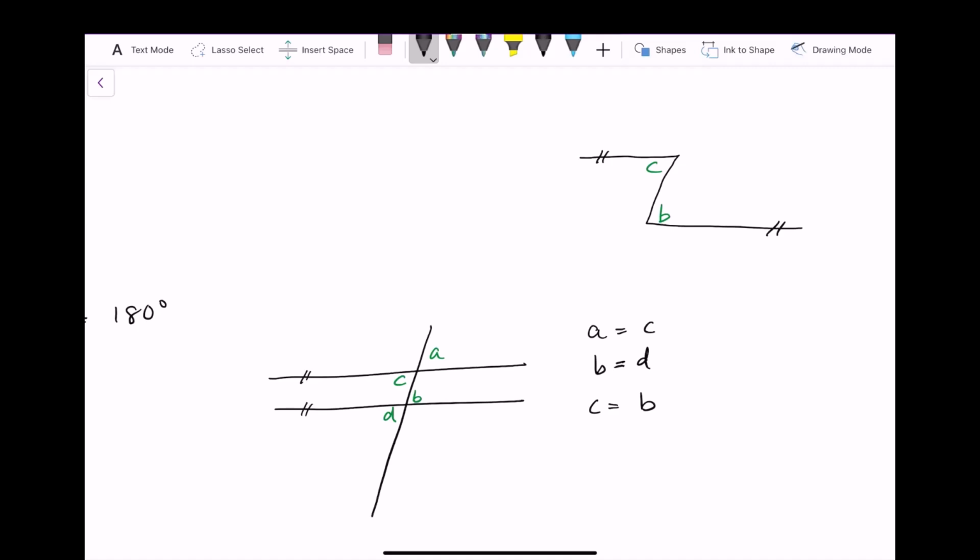And since A equals C and B equals D, we also know that C equals B. Therefore, A equals B equals C equals D. It might not be completely obvious when you first look at this, but when you break it down into these requirements, that does make more sense, right?